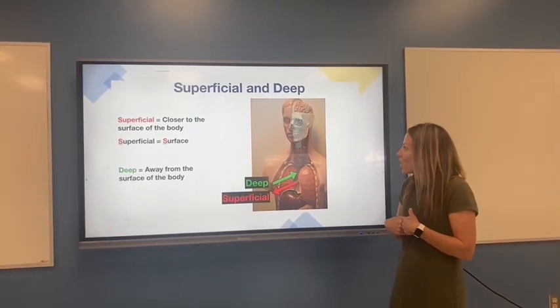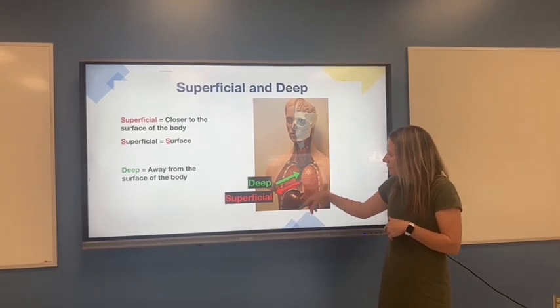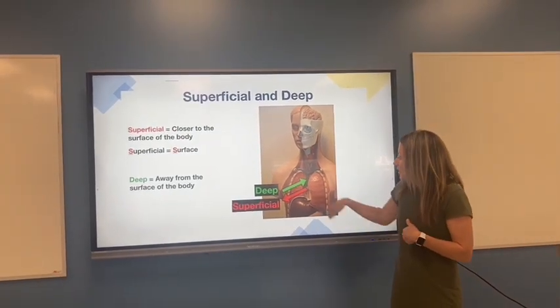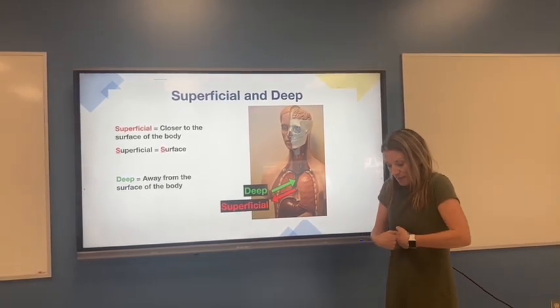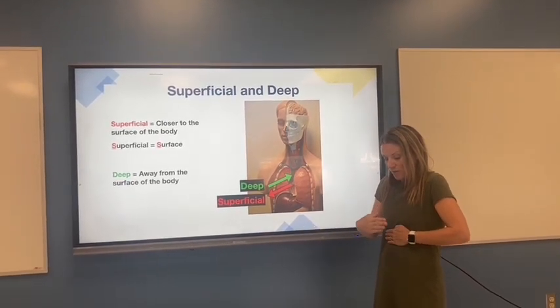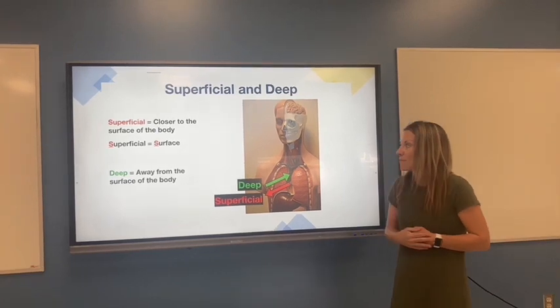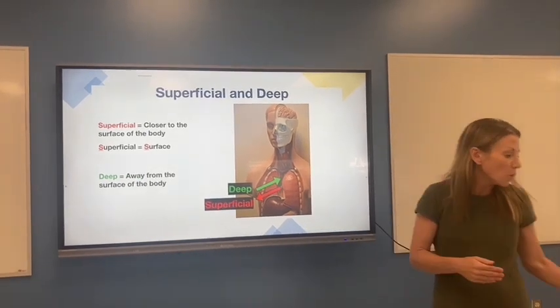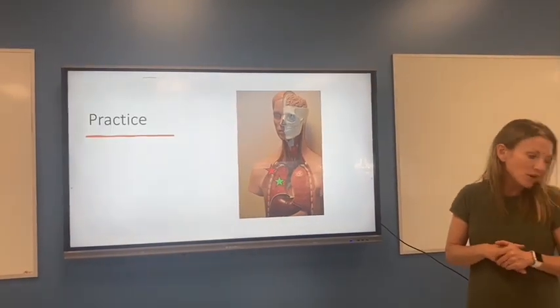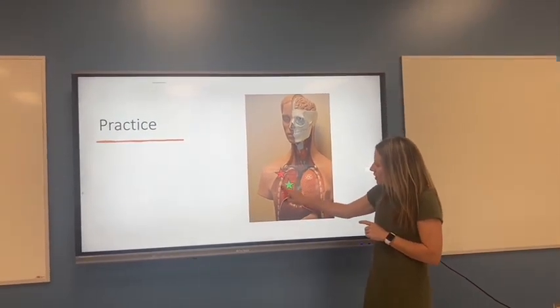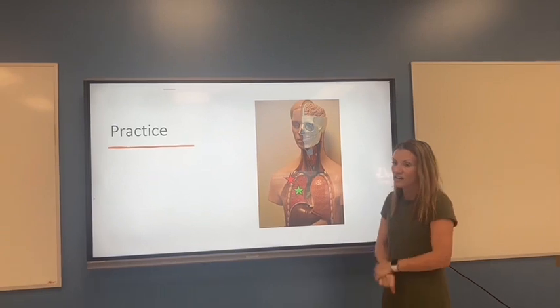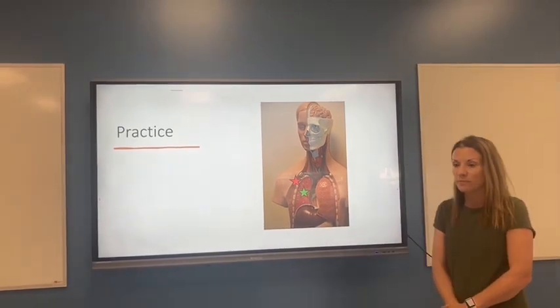If we were talking about anatomy, you might be talking about a structure that sits further in the body as opposed to one that's closer to the surface, and you would talk about those as being superficial or deep. So here's our practice. If we were talking about the skin, the ribs, and the lung here, how would you describe their relationship?